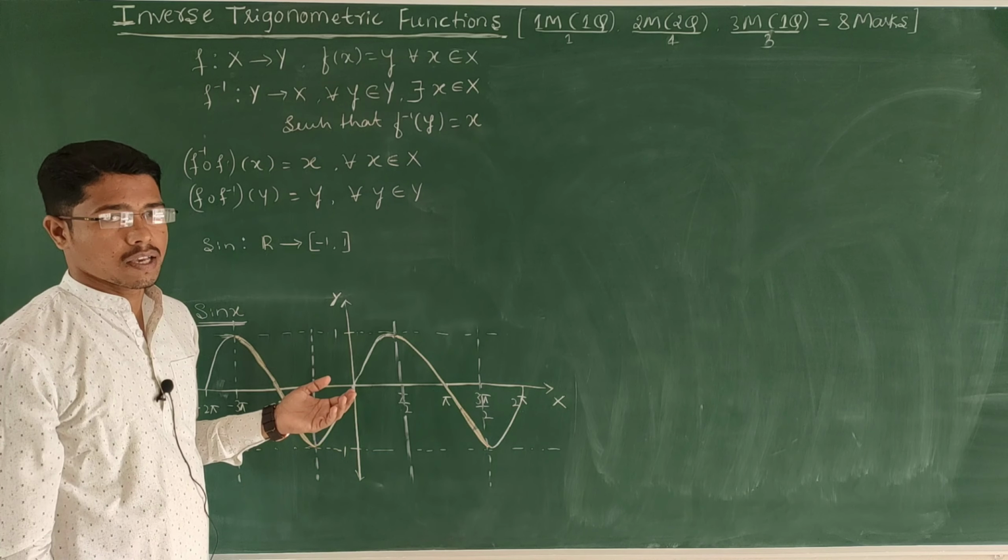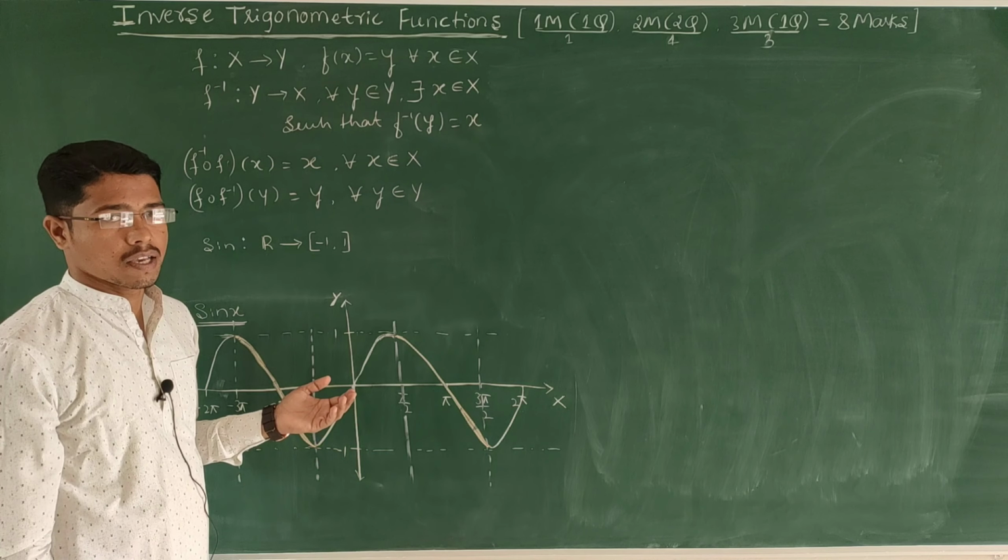So these are the regions where the sine function will become 1, 1 and on 2. See, in this region only, if I draw a line above the x-axis and below the x-axis, it meets only one point, therefore the function will become invertible.